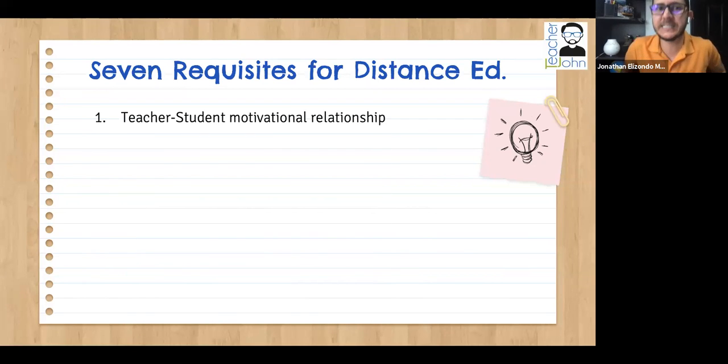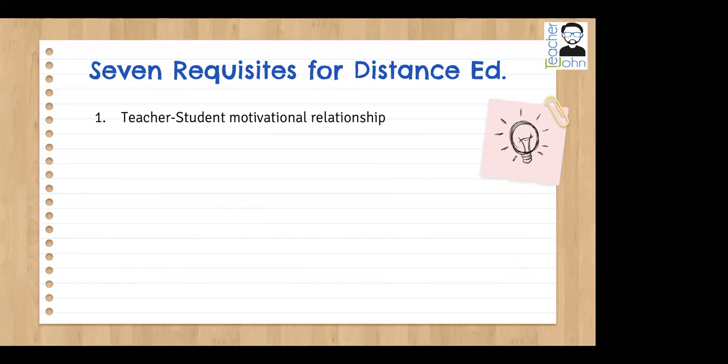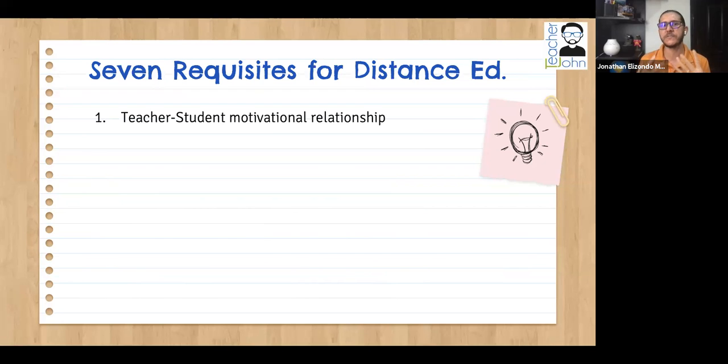But the first requisite for distance education is that we need teacher-student motivational relationship. This means that we teachers need to motivate our students, but there is also a quota of motivation from the students in the teacher. When you were talking about human relationships, if I don't motivate my students, or if I don't show my human part to my students, they're not going to feel that motivated because it's like, oh, the teacher is not there for me.